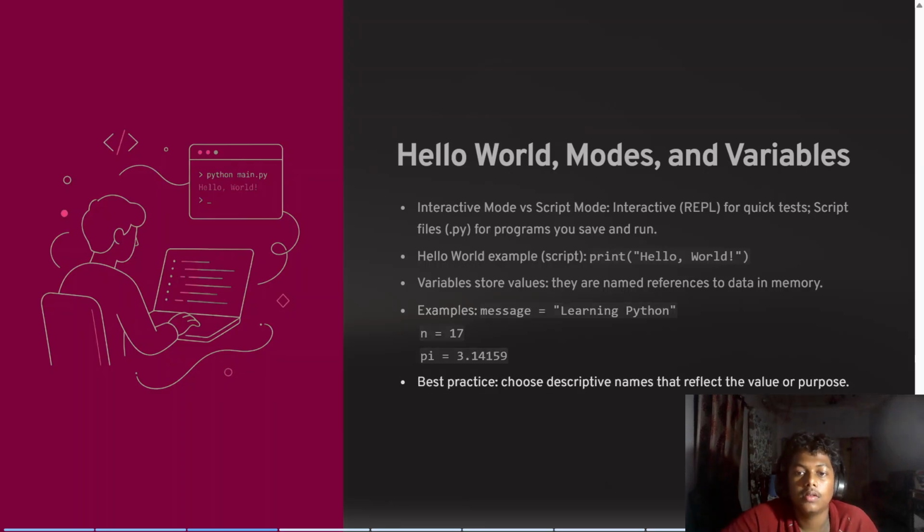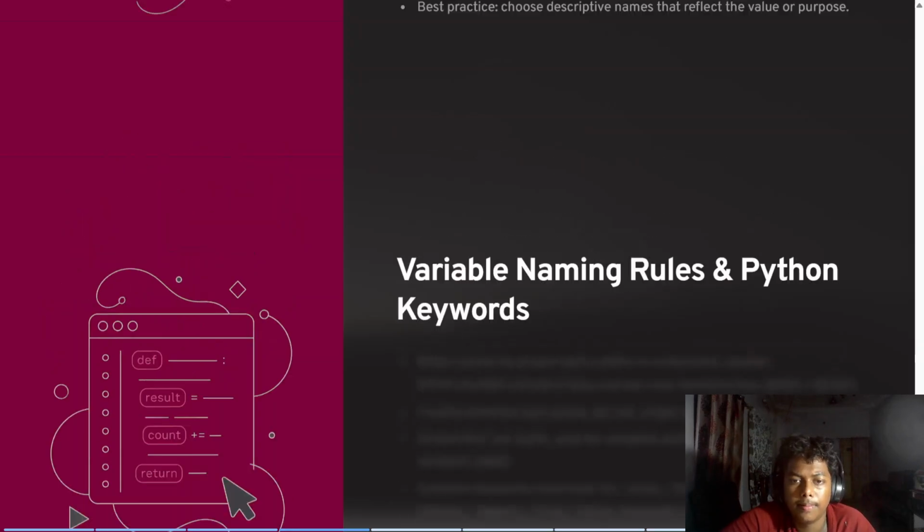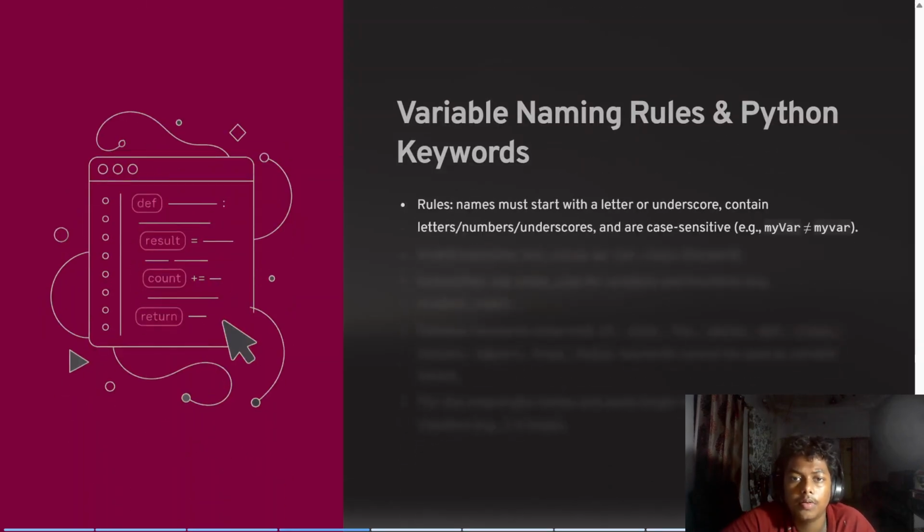Best practices: choose descriptive names. Use practical names in the code, which makes your code look good. Keywords, names and rules: names must start with a letter or underscore, and can contain letters, numbers and underscores.